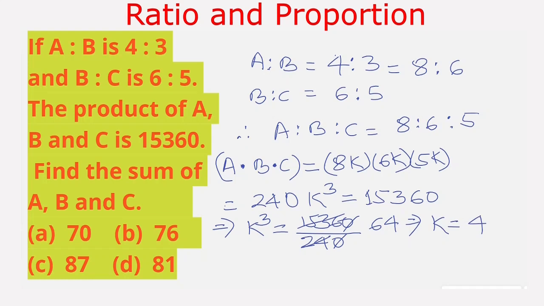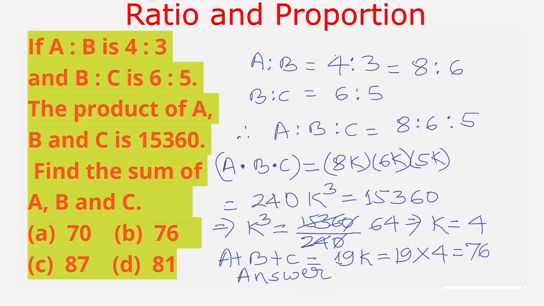Now the sum of A plus B plus C. A plus B plus C equal to 8K plus 6K plus 5K is 19K and 19 times 4 is 76, and from the given options our answer is option B. We go to the next question.